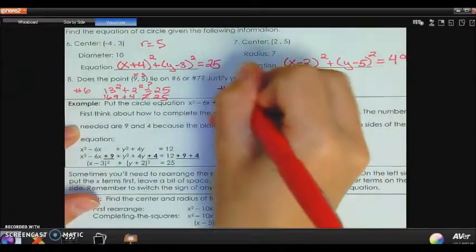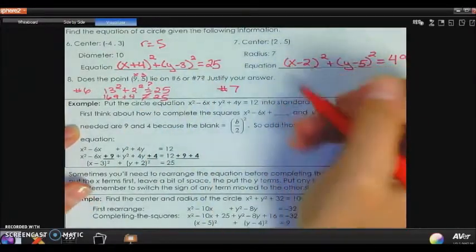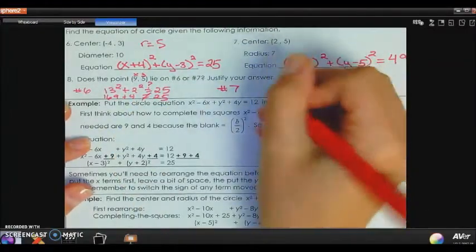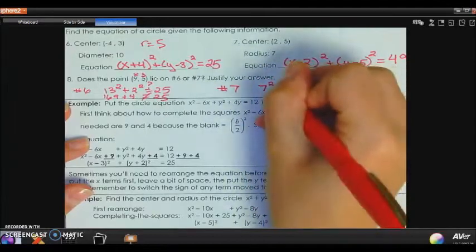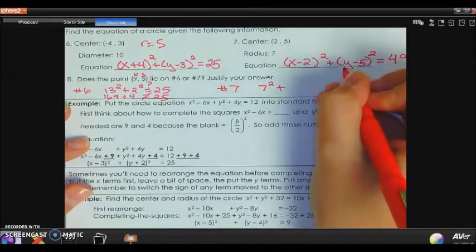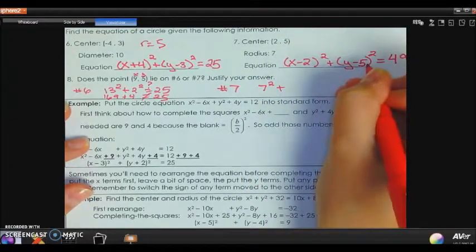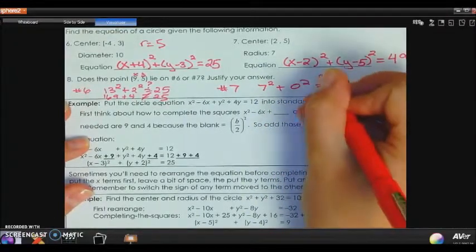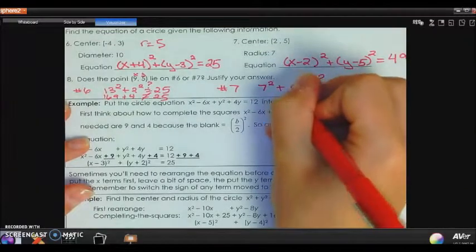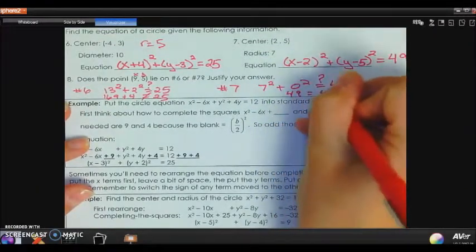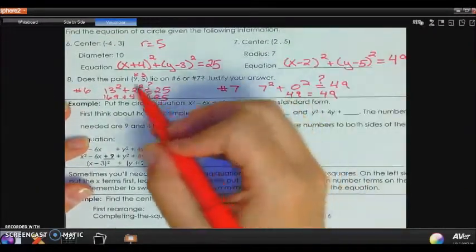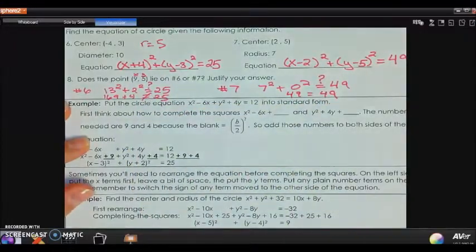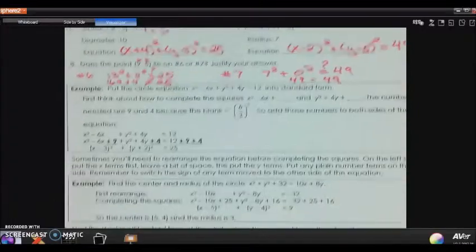But now let me just test number 7. So if I plug in, again, x equals 9. 9 minus 2 is 7. So 7 squared plus, if I plug in y equals 5, 5 minus 5, oh, that's 0. 0 squared is 0. So 7 squared equals 49. And again, I just like to put a question mark there. So 49 equals 49. That is true. So I can conclude that the point 9, 5 lies on this circle here. And again, make sure you know how to do that. That is definitely on your test.